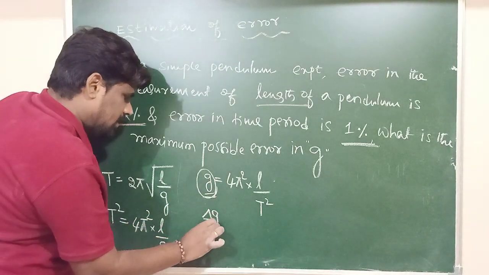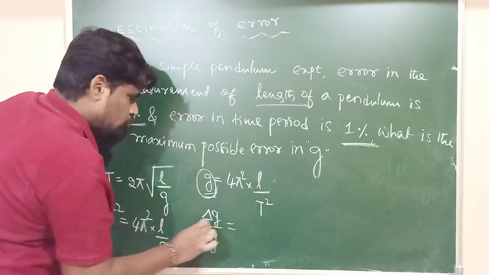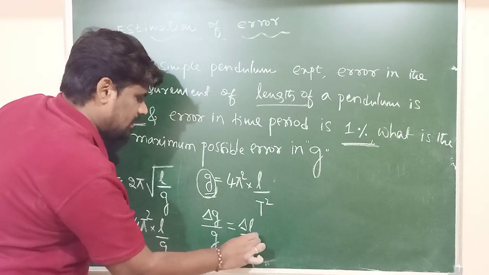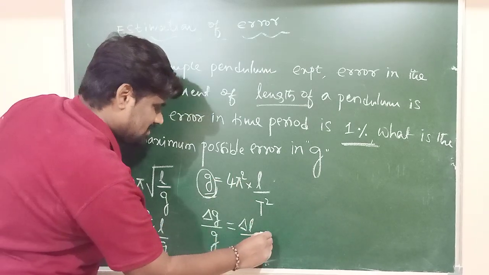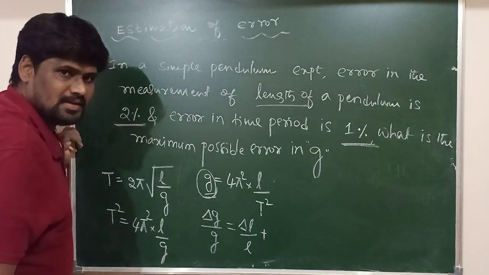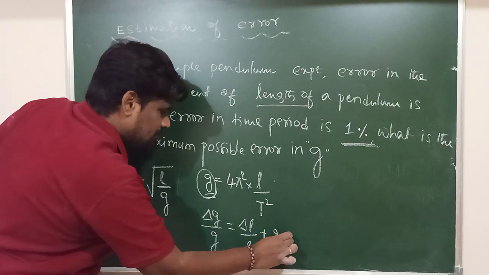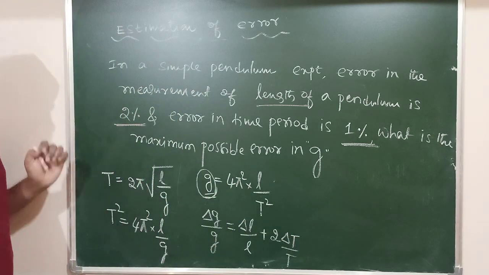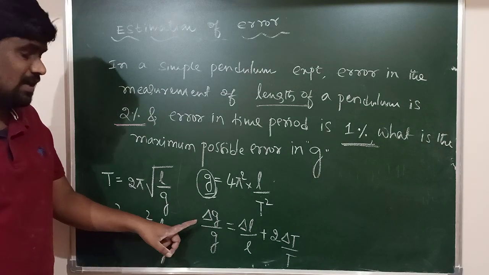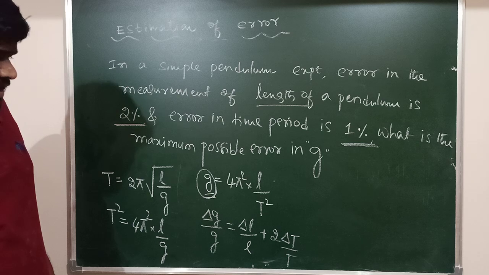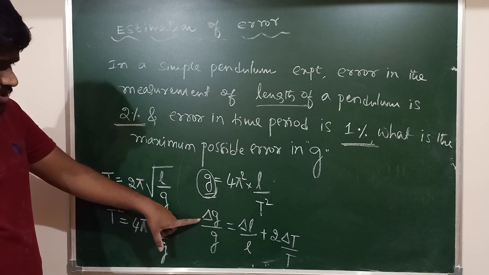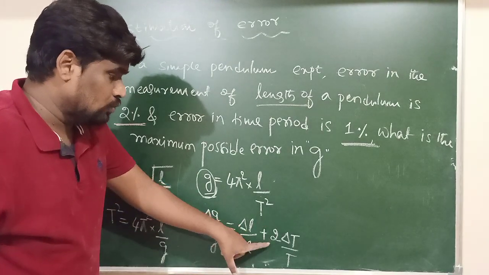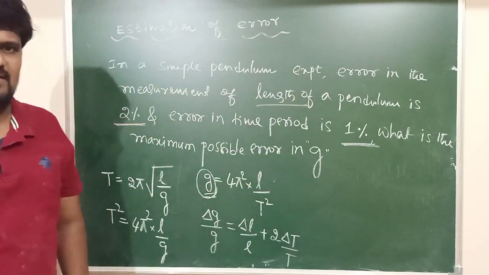Therefore, what is the maximum possible error in G? As per the rule, delta G by G should equal 4 pi square, which is a constant, leave it, times delta L by L plus, since it is T square, 2 times delta T by T. So this is the formula. This is called the relative error. The percentage of error in G should equal the percentage of error in L plus 2 times the percentage error in T.